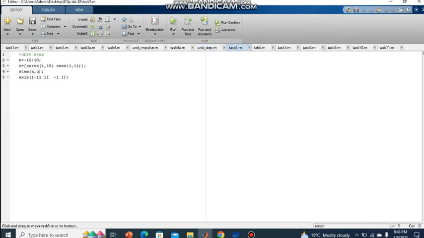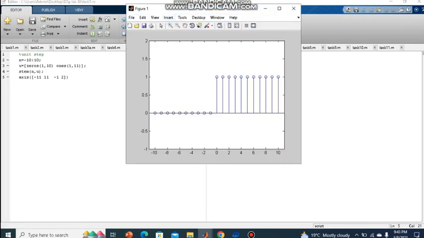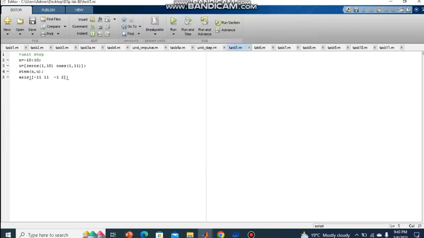By applying this function, we can find the value at discrete numbers. As you can see, we have applied the axis -11 11 -1 2. By running it, it will show the discrete values of a given graph from minus 10 to 10, as you can see there. From y-axis to x-axis, it shows that after 0 in the x-axis, it is discrete.